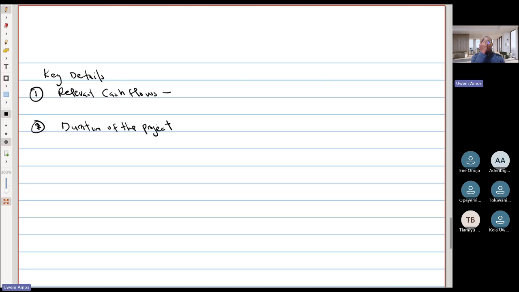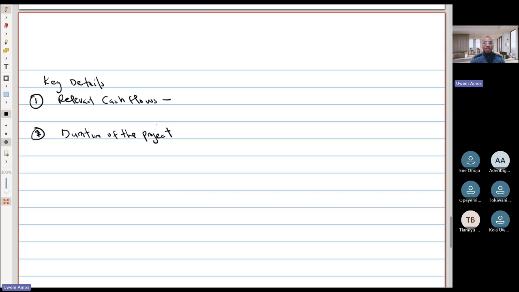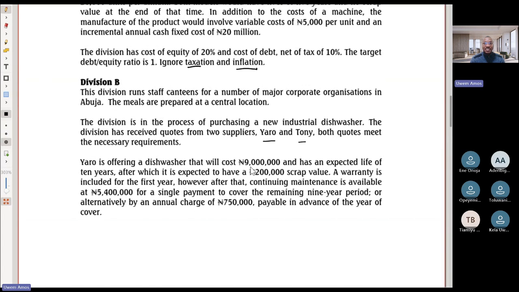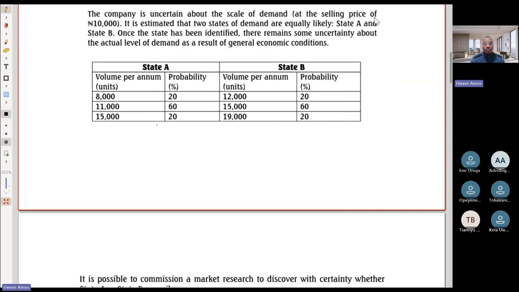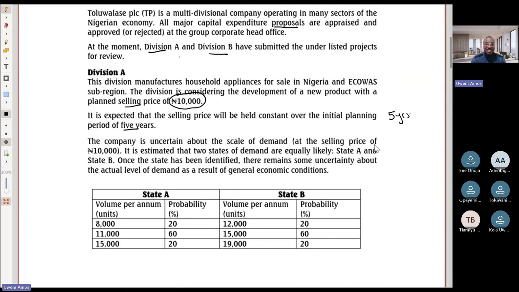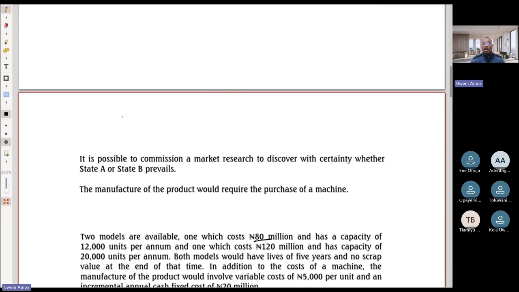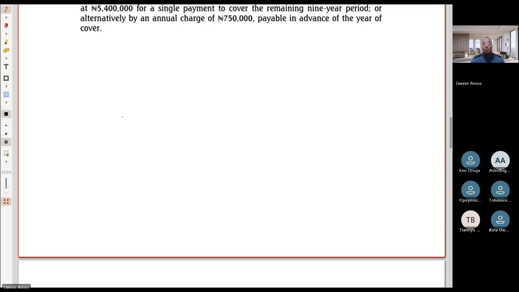So let's quickly go back to our question and see what is the duration of this investment in model A and B, which is that investment proposal that is submitted by Division A. What is the duration? It clearly states here that it is for 5 years. So we know that it's an investment proposal for 5 years.